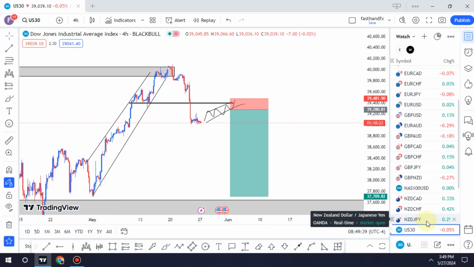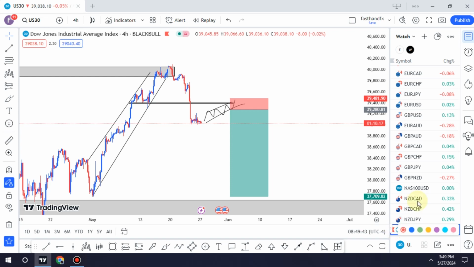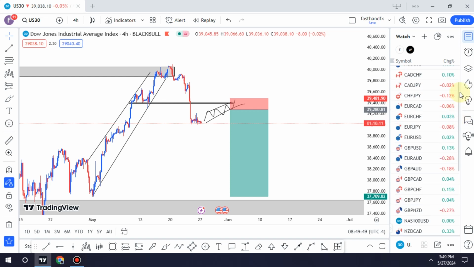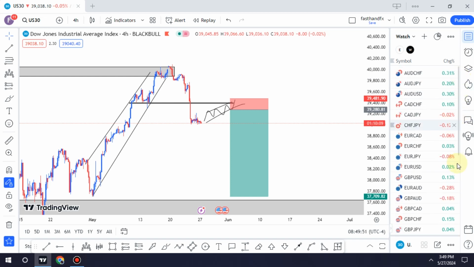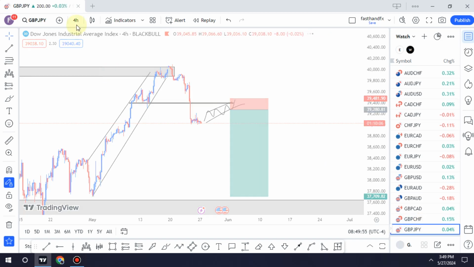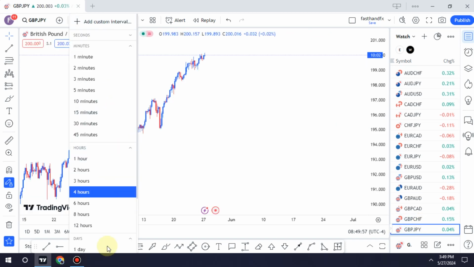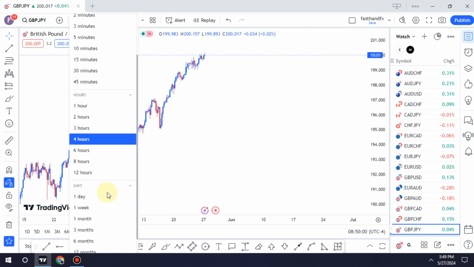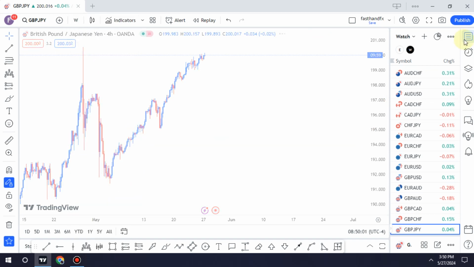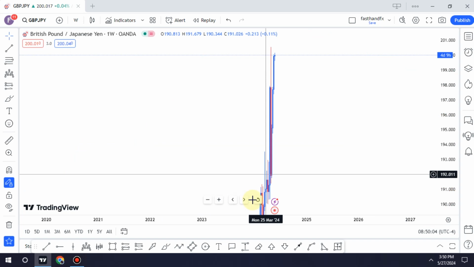So US30, let's just add that to my watch list. And probably, how about we look into GBPJPY? It's been a while since I took a trade on GBPJPY, guys, because I've not been seeing positions. But let's see if we can have some this week. GBPJPY has been going all the way up.